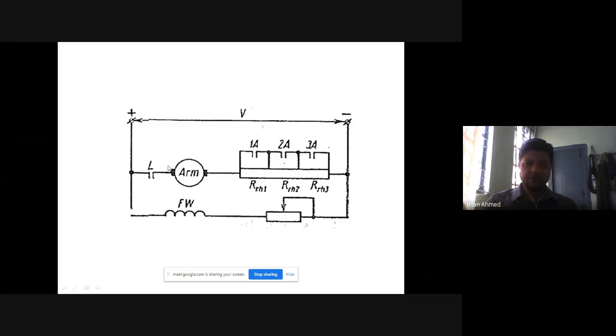And as you can see here, there are four contactors being used. One is the line contactor, that is L, and there are three contactors, 1A, 2A, and 3A.